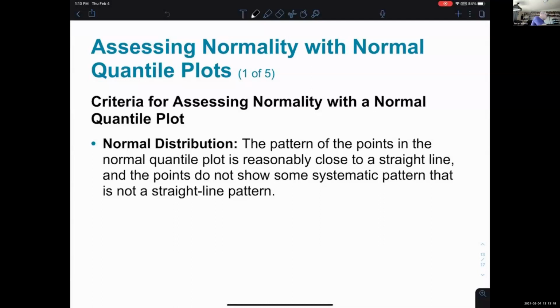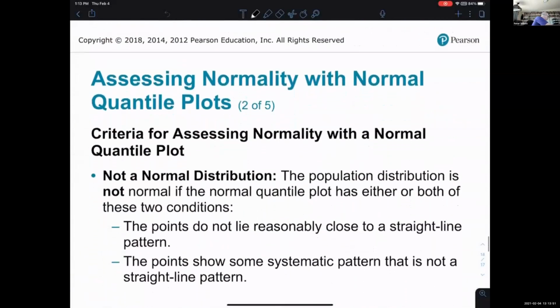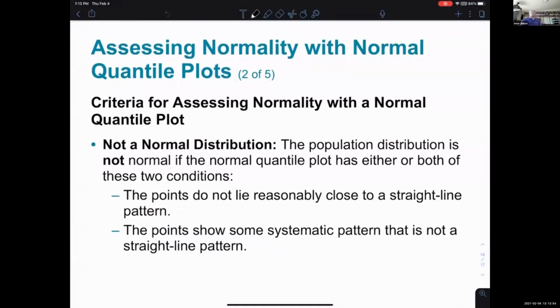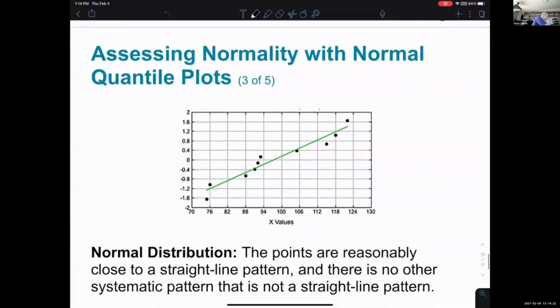This is 1 of 5, so let's move forward. Not a normal distribution. The population distribution is not normal if the normal quantile plot has either or both of these conditions. The points do not lie reasonably close to a line, or they show a systematic pattern that is not a straight line pattern. If both of those things don't happen, then we conclude it looks like it could be normal. But if either one of those occur, then we say it's probably not a normally distributed set of data. But let's see what they're talking about.